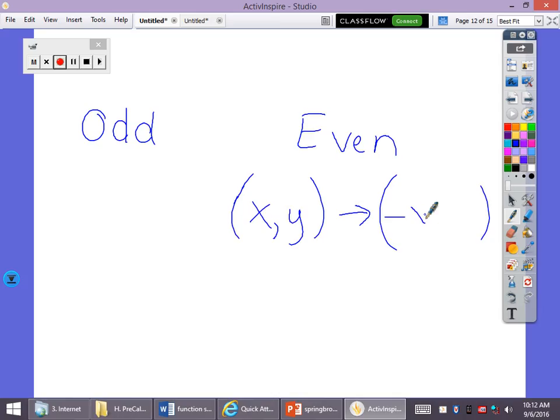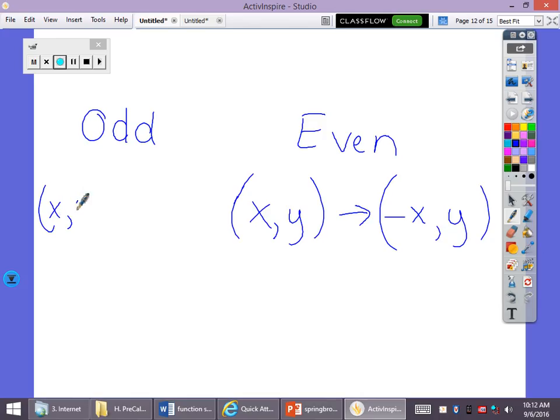Excellent. Negative x, y. If I want to reflect over y, I flip my x. If I want to reflect over my x, I flip my y. Okay, great. This is going to be important. So if I gave you an ordered pair and I said it was an even graph, you could give me another ordered pair that would be on that graph. Yes? Okay, let's talk about odd.